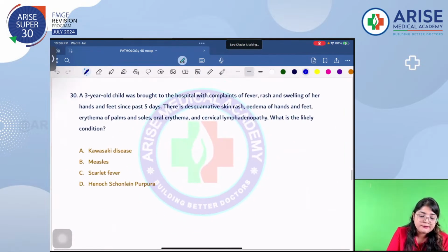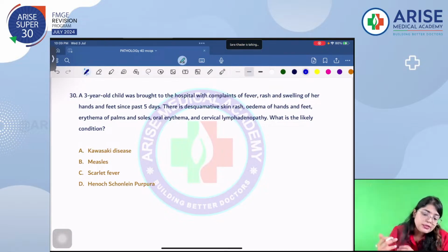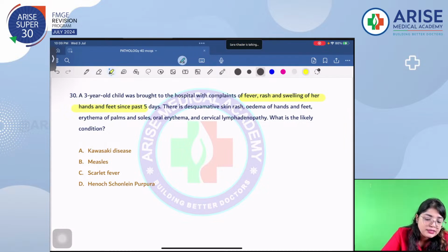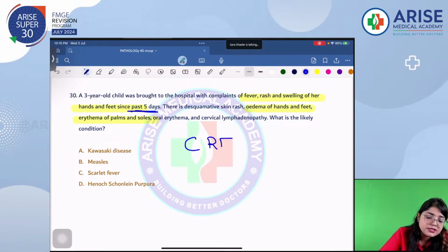Look at the last question. There's a 3-year-old child that has been brought to the hospital with complaints of fever, rash, swelling of the hands and feet since past 5 days. Okay? This rash, there is edema of hands and feet, erythema of palms and soles. So all of this is pointing towards the which criteria? CREAM criteria.